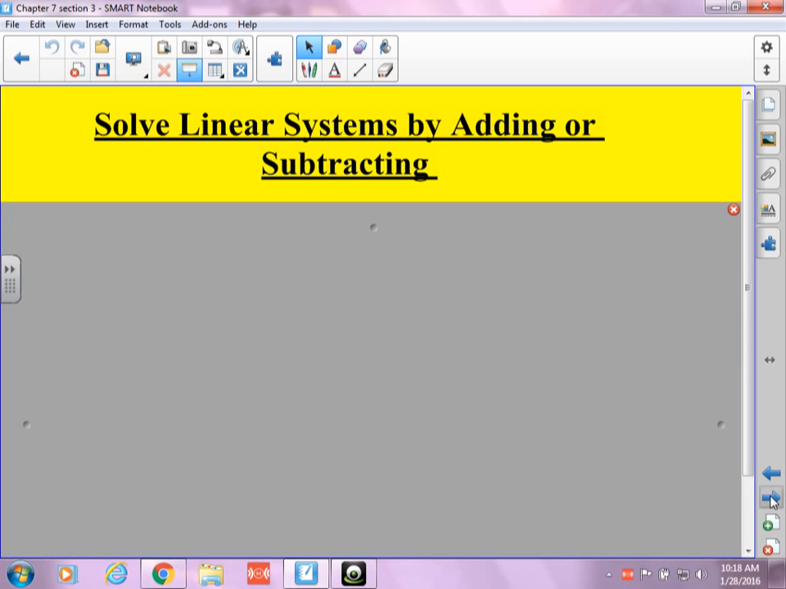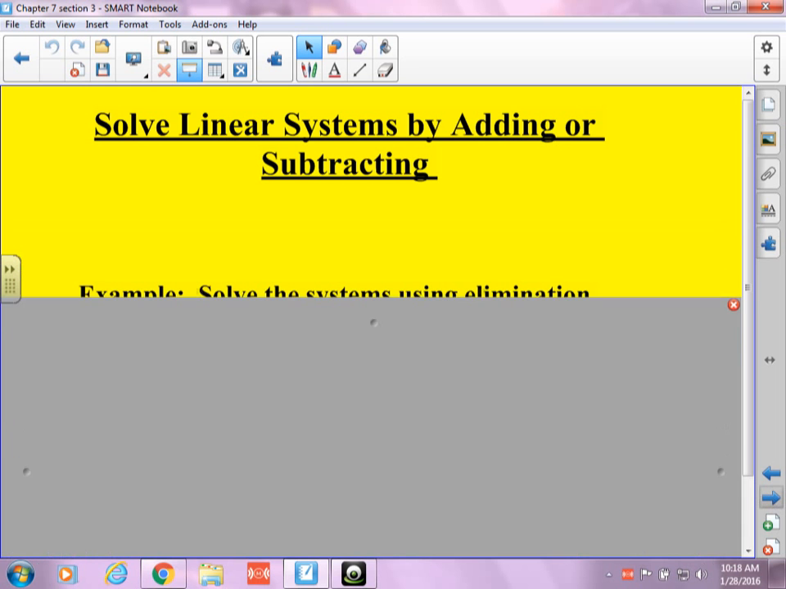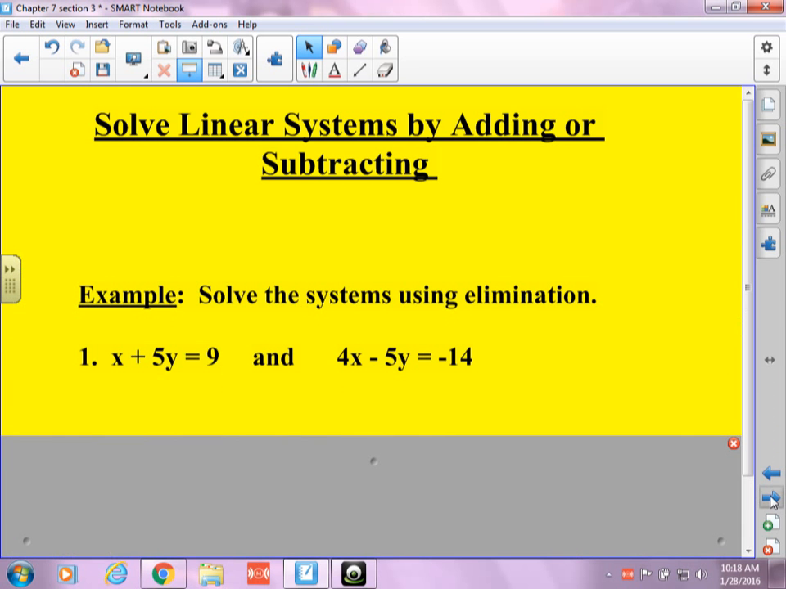Now most kids really like elimination. For some weird reason, they just love it. Okay? So hopefully you like it too. It says solve the systems using elimination. Notice that it will tell you that.